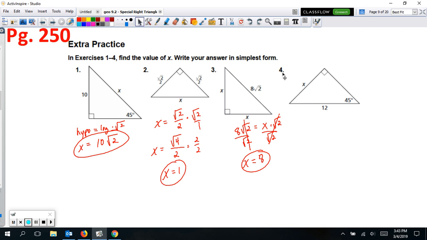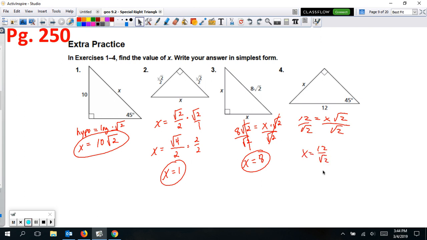Okay, last one here, number 4. We're looking for a leg. The hypotenuse is 12. So 12 is going to be over here equal to x times the square root of 2. So 12 equals x square root of 2. We can divide again by the square root of 2. And so now we have 12 over square root of 2 over here. These square roots will cancel each other out. So now x is equal to this right here, 12 over square root of 2.